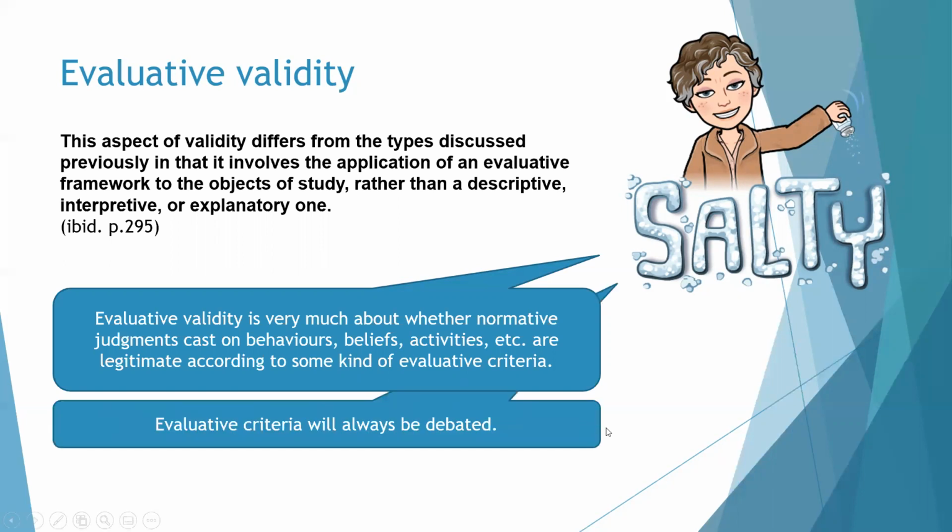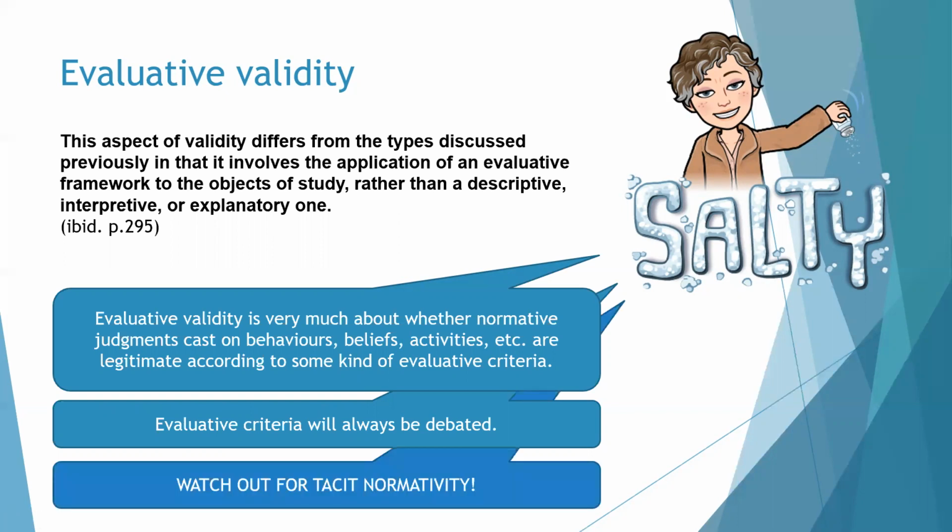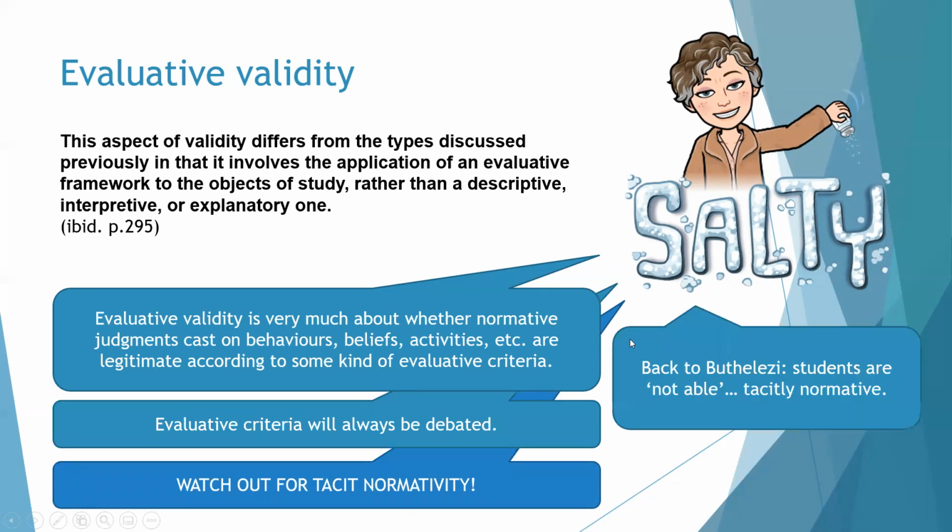Now, evaluative criteria will always be debated, and so you must make it clear to your reader what the criteria are against which you are evaluating a particular phenomenon. And that means you need to watch out for tacit normativity. For example, again, our animal cruelty scenario that we discussed earlier. Do you remember back to the Buthelezi paper where the claim was made that the students are not able? Now, that's tacitly normative. And it slipped in because the other parts of the design cohesion were not in place.